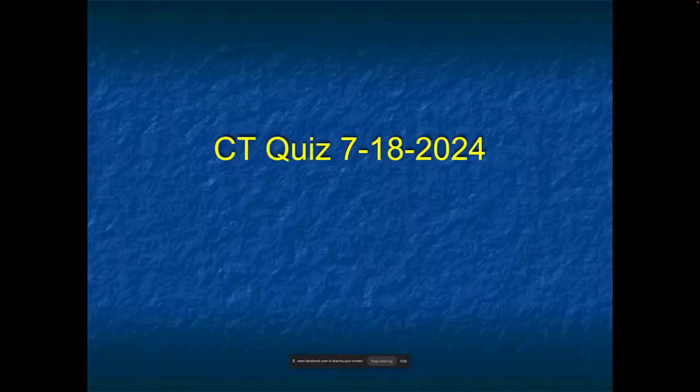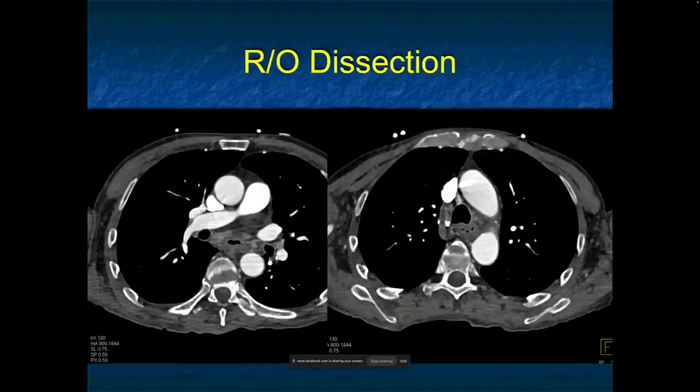Okay, everybody, it's the 18th of July. It's the third Thursday. It's our quiz. I got 11 cases. Why not 10? Why not 12? I don't know. 11. These are some of the cases we saw in conference this week. I thought I'd share them with you.